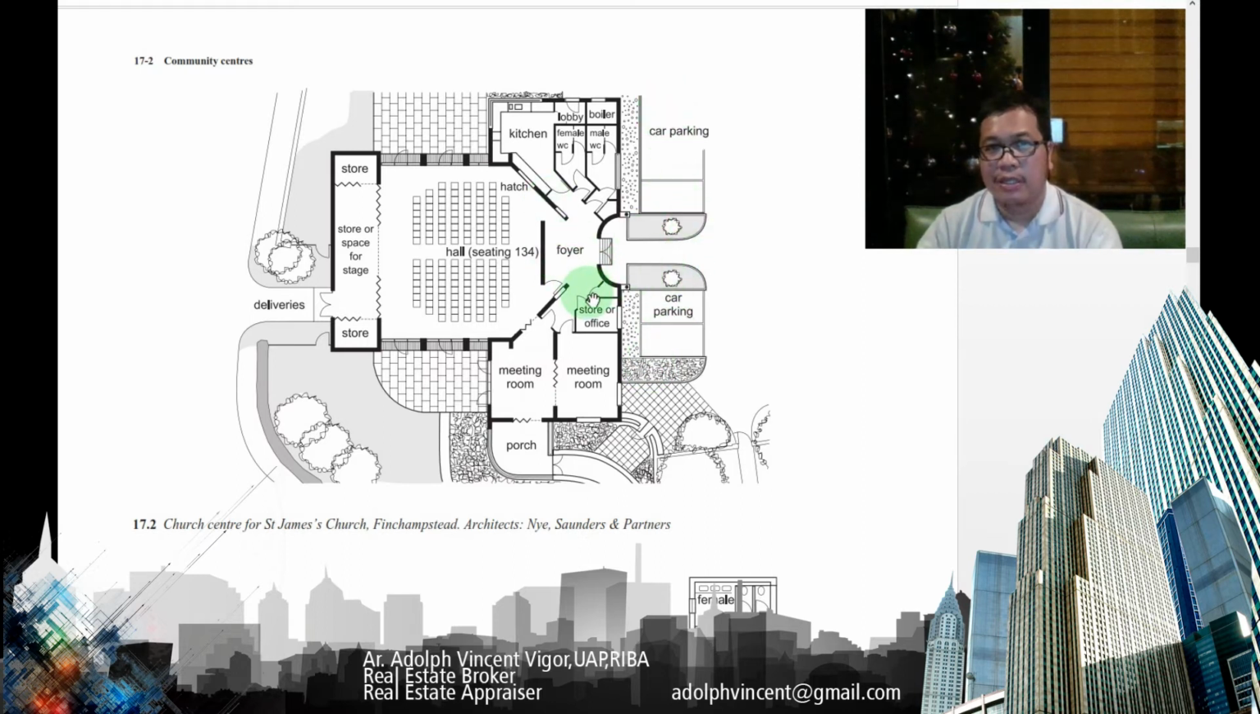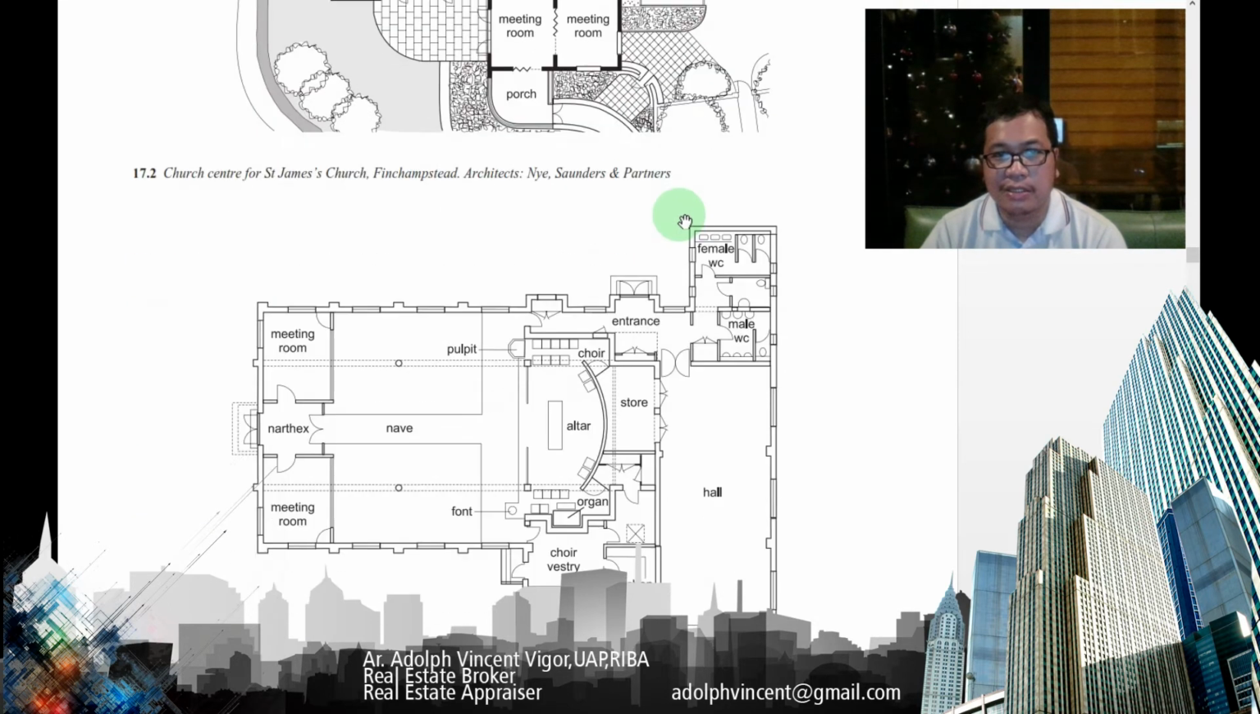So what's missing here in the kitchen is, I think, the storage. Because they should have a separate storage for the dry goods, etc. But I guess it would really depend also on the use of the space. So it's a case to case basis.